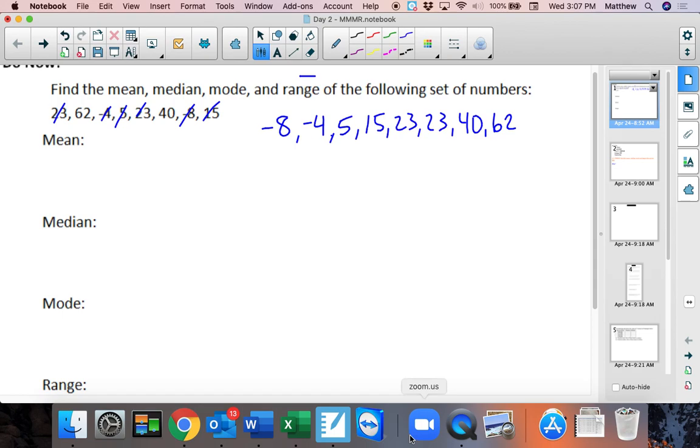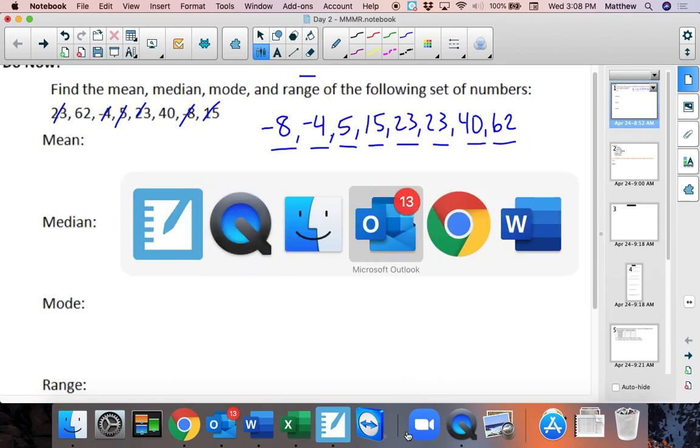So for the mean, I need to put all of those values in and divide by 1, 2, 3, 4, 5, 6, 7, 8. I have 8 values in this set, so I need to divide by 8.